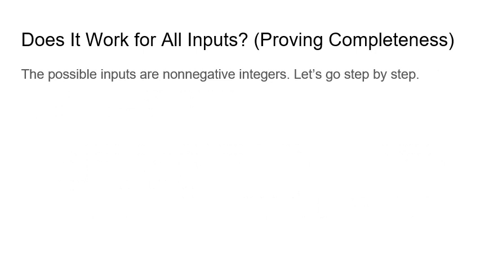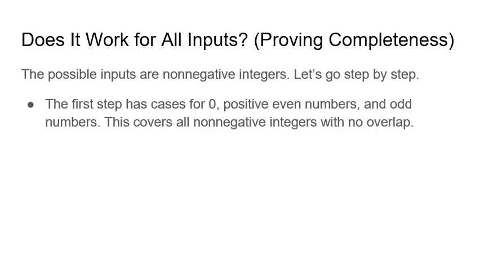Now let's look at completeness. Does this work for all inputs? Well, our possible inputs are non-negative integers. So we're going to look step by step. So in step 1, we have cases for 0, positive even numbers, and odd numbers. This covers all the possible inputs with no overlap. We always know exactly what to do.